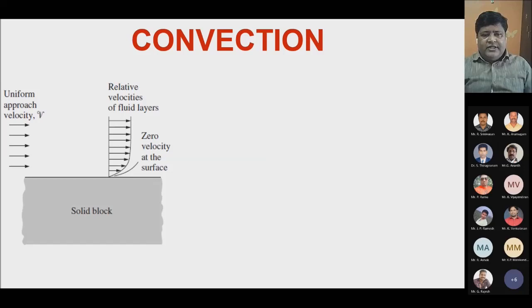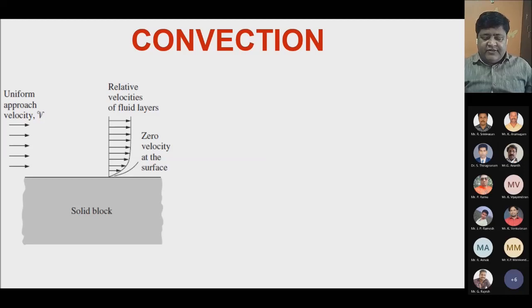So here you can see the zero velocity I have shown in this picture. On the left hand side, you can see a uniform velocity or free stream velocity. The fluid approaches with a uniform free stream velocity. And on the right hand side, you can see a complete velocity profile.